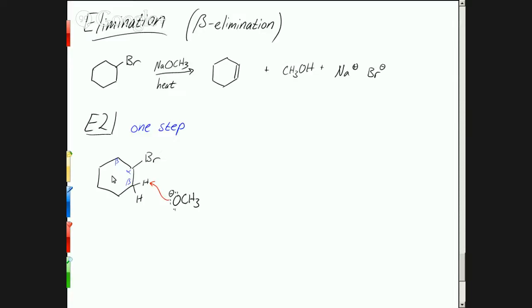So wait, is it always wherever the bromine's attached? Yeah, that's right. You count the carbons away from the bromine, whatever it is.